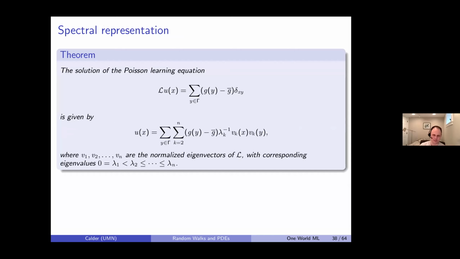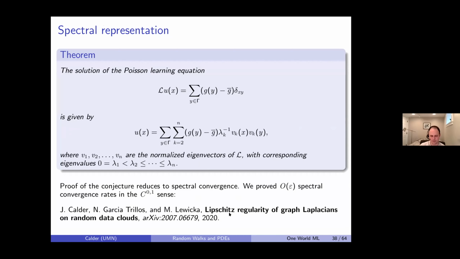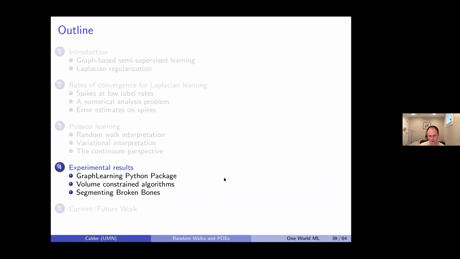We think we can prove this with spectral convergence rates, because there are spectral representations for the solution of Poisson equations, and in other work we've proved very sharp Lipschitz semi-norm convergence rates for the spectrum of graph Laplacians. But let me get to the numerical results.